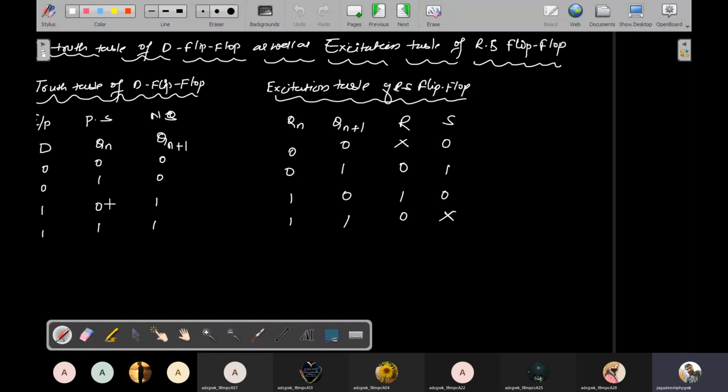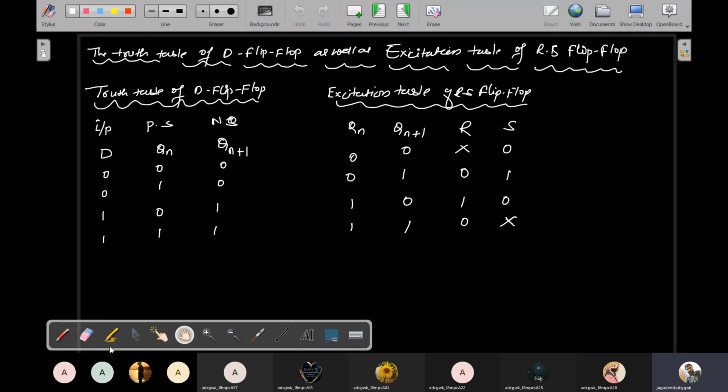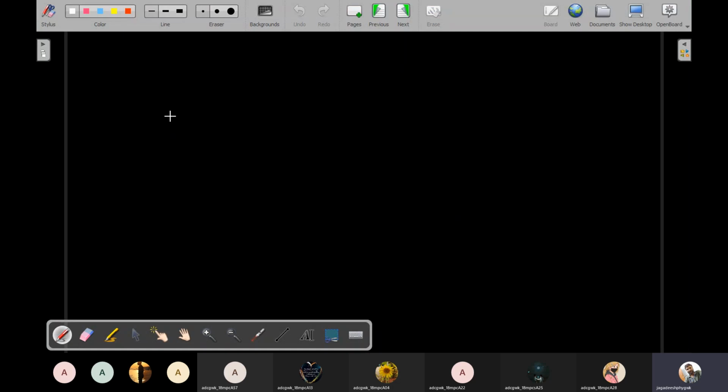Using the truth table as well as the excitation table, I'll write the conversion table for SR to D flip flop. So using this only. Okay, I'll write it here on the next page. I'll write the conversion table for RS flip flop to D flip flop.